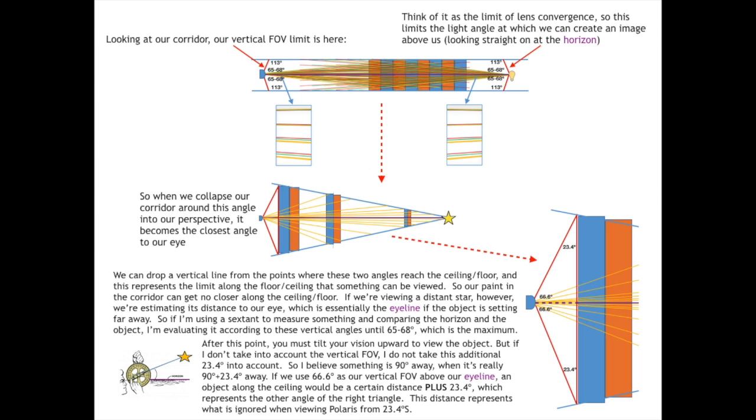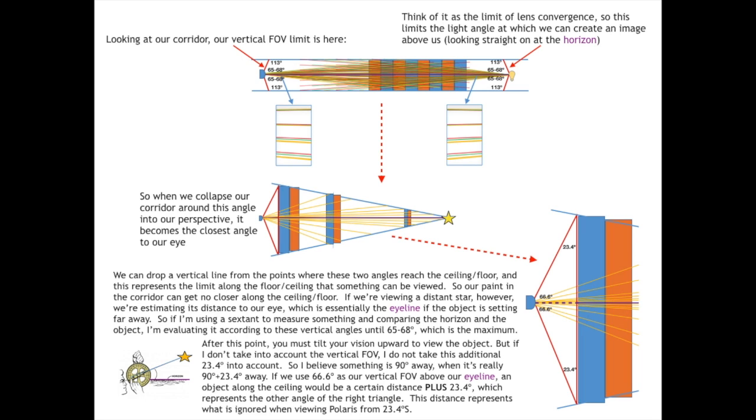So this limits the angle at which we can create an image above us or below us, looking straight on at the horizon. When we collapse our corridor around this angle into our perspective, it becomes the closest angle to our eye. In other words, it's the closest angle with which we can view those paint stripes, essentially. We can drop a vertical line from the points where these two angles reach the ceiling and the floor, and again, it limits the distance along the floor or ceiling that something can be viewed above or below us.